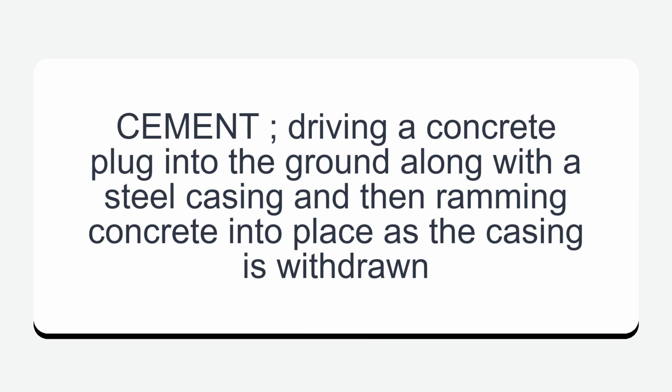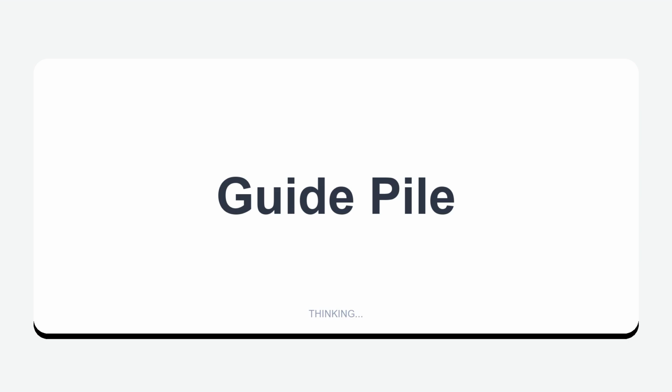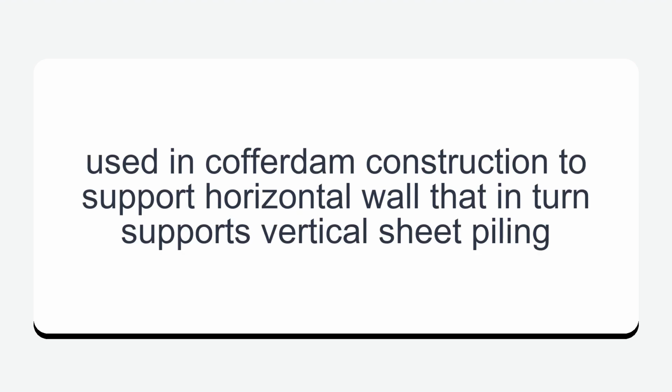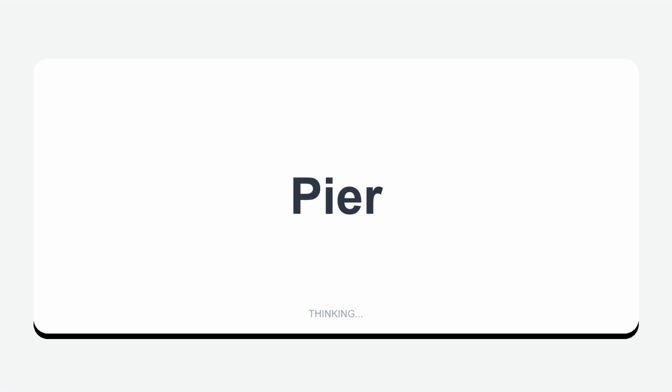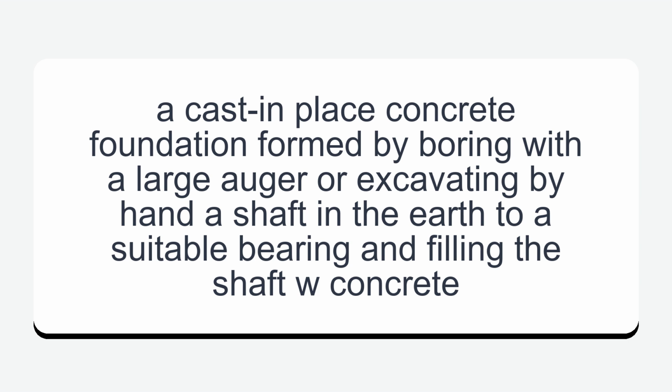Cement, driving a concrete plug into the ground along with a steel casing and then ramming concrete into place as the casing is withdrawn. Guide pile: used in cofferdam construction to support horizontal wall that in turn supports vertical sheet piling. Pier: a cast-in-place concrete foundation formed by boring with a large auger or excavating by hand a shaft in the earth to a suitable bearing and filling the shaft with concrete.